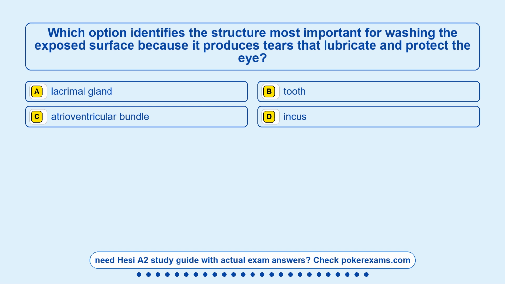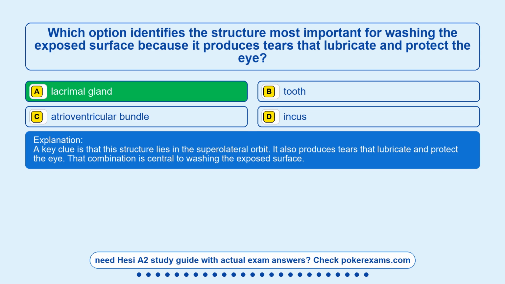Question 7. Which option identifies the structure most important for washing the exposed surface because it produces tears that lubricate and protect the eye? Option A, lacrimal gland. Option B, tooth. Option C, atrioventricular bundle. Option D, incus. The correct answer is option A, lacrimal gland.